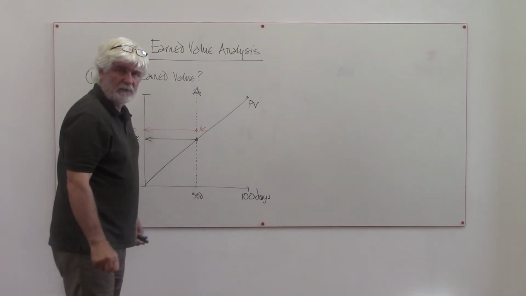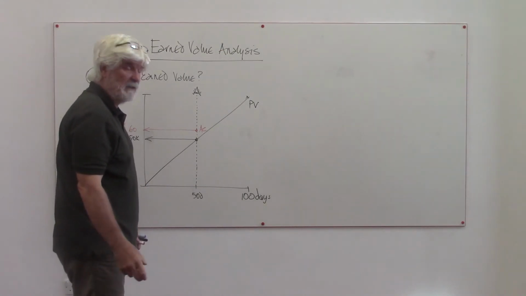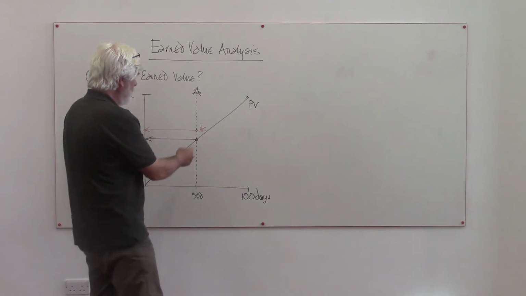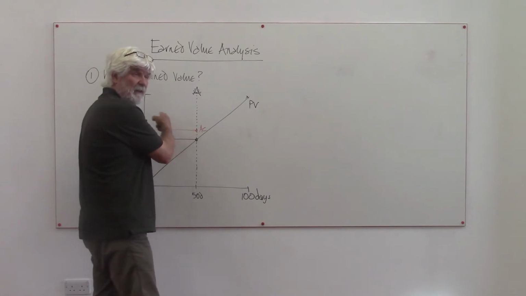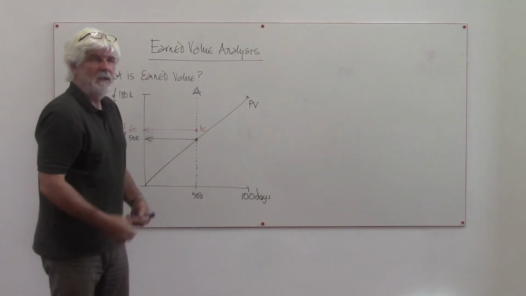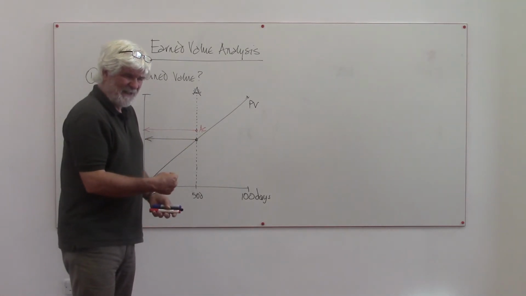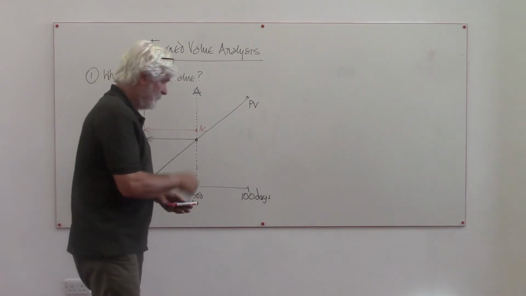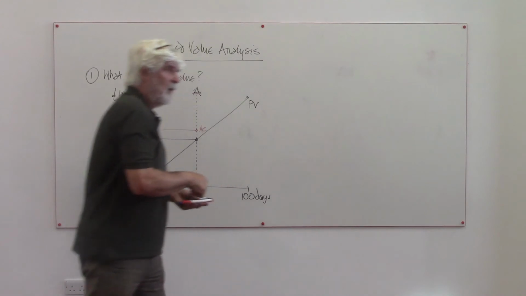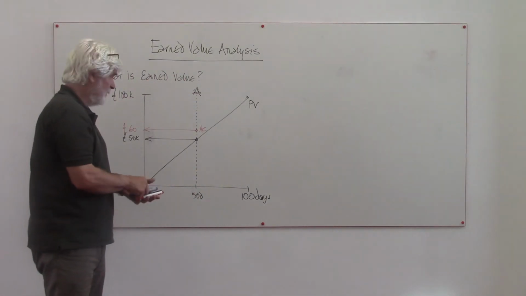What do we know in the project? How's the project going? Well, we don't know specifically. We know what we should have spent, 50,000. We know what we actually spent, 60,000. What we need to know is the other thing, which is the earned value. So what we need to know is how much work we've done.